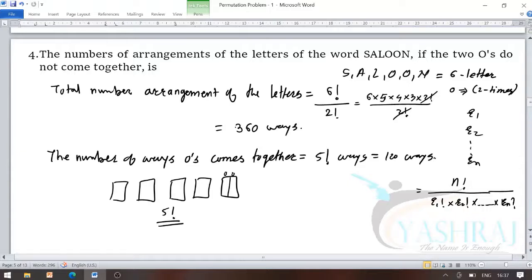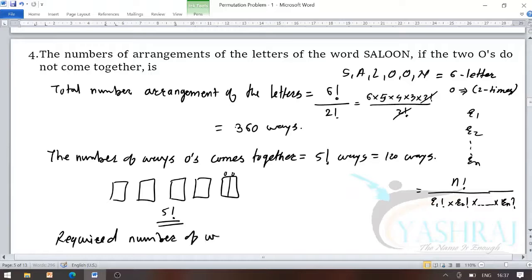Now what do we have to find? If the 2 O's do not come together, the total arrangements we have here is 360, and the number of words in which the O's come together is 120. So subtract them, and you will get the arrangements where the 2 O's do not come together. That means the required number of ways in which 2 O's do not come together.